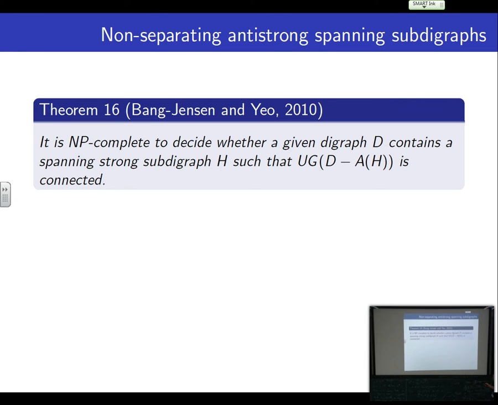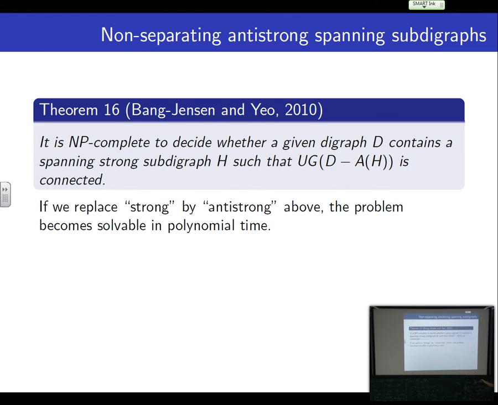Okay, so just a few more remarks, and then I will be done. Some time ago with Anasio, I proved that it's NP-complete to decide for a digraph whether you can find a spanning strong subgraph and remove it so that the graph that remains is connected in the underlying sense. Another way of saying it is, I want to decide whether I can two-color the edges of a digraph, one and two, so that one is a strong spanning graph and two is connected, has a spanning tree in the underlying sense. This is NP-complete.